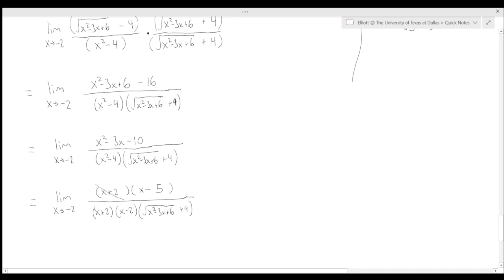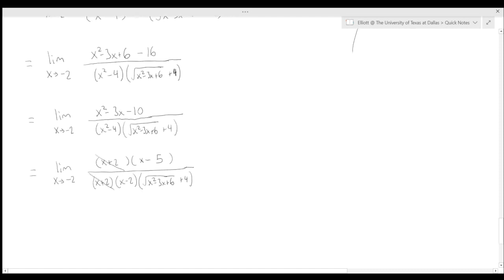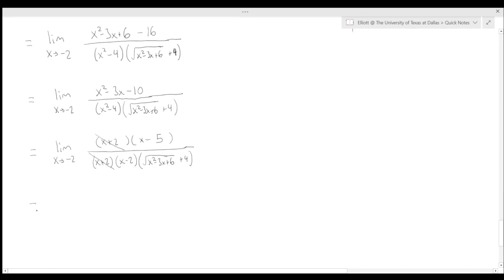So once you're finally able to cancel something from the numerator and denominator like that, that's when you can try to plug in x equals -2 again in order to get your answer. So plugging in -2 for x, we're going to get -7 in the numerator. Over here, we're going to get -4 times, and let's see what we get over here.